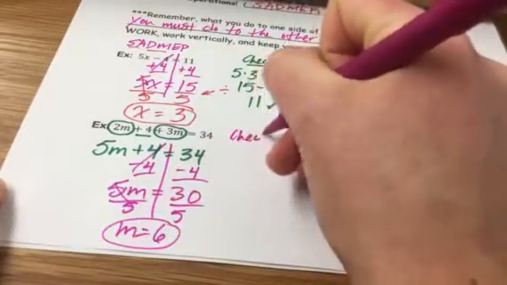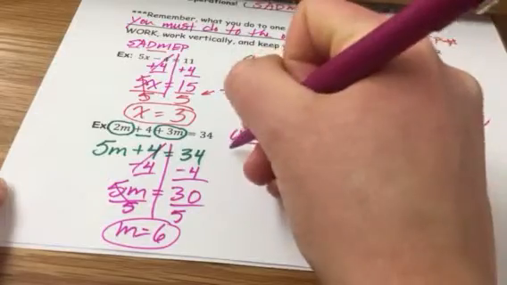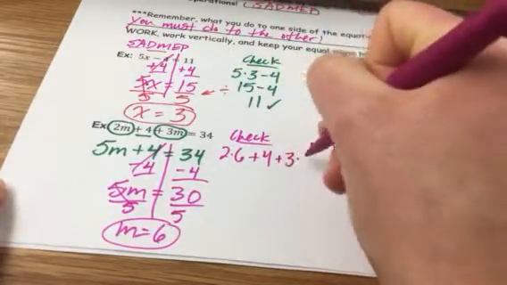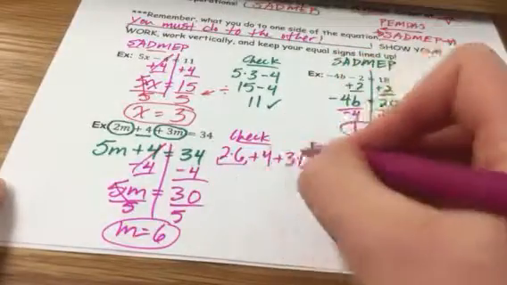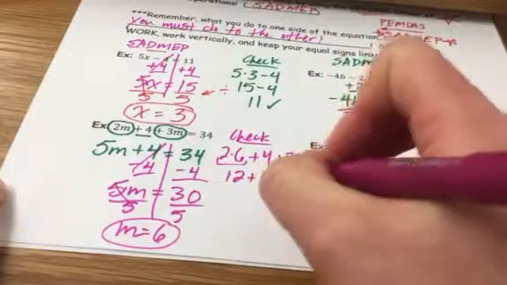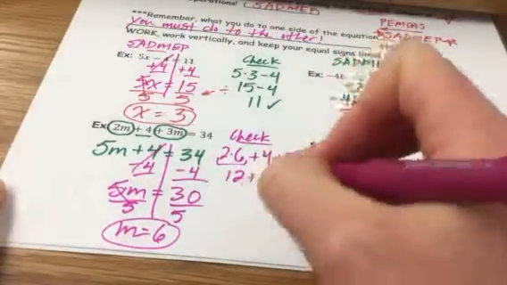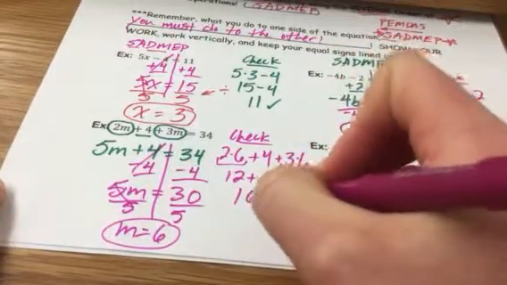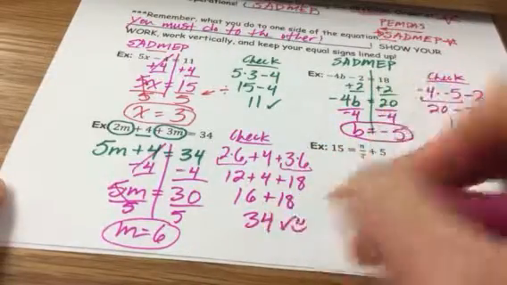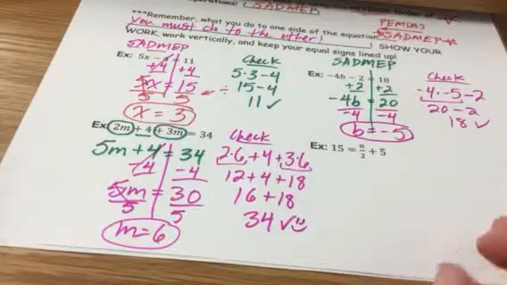Let's check our work. We have, let's see, 2 times 6 plus 4 plus 3 times 6. Well, I need to use my order of operations. I need to multiply first. I get 12 plus 4 plus 18. Okay, 12 plus 4 is 16. Plus 18 does give us 34, and we're happy campers.